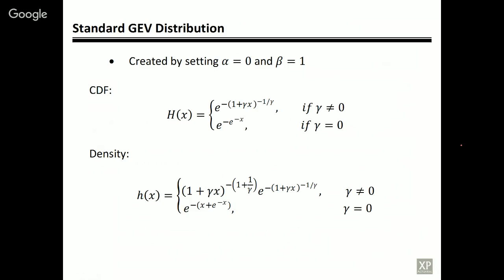And again, here we have the standard GEV distribution. Again, you'll want to memorize these formulas. The CDF is as follows, and the density is as follows. And you'll also want to know how to convert a CDF to density. And you'll also want to know the formulas for when gamma equals 0 and gamma is not equal to 0.